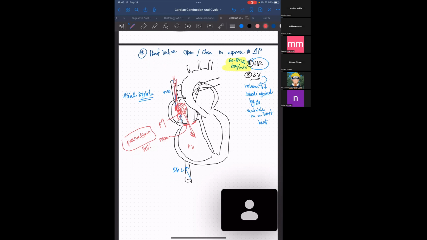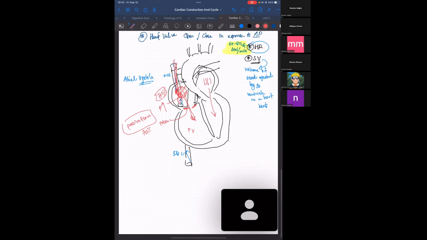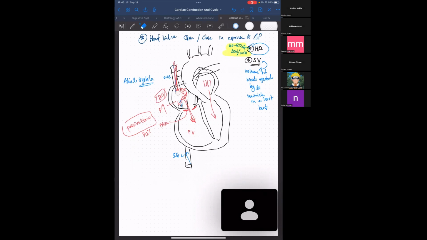What happens? This 30% will go to the ventricles during contraction of the atria. Fine. The atria will contract and then the blood will go to the ventricles. Okay, this is the pulmonary artery, and this is the aorta, the left ventricle, right ventricle. So what happens? The blood goes into the ventricles.